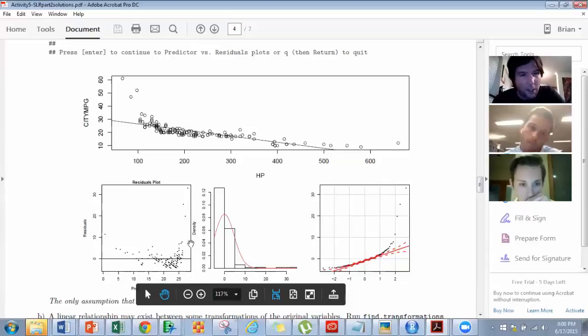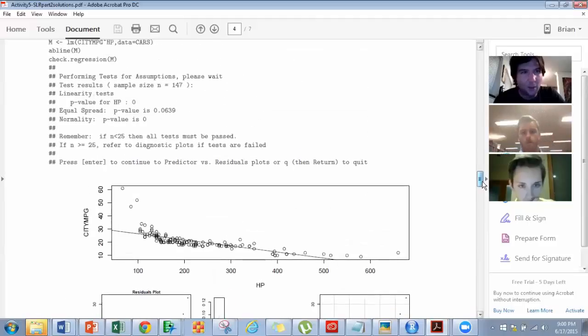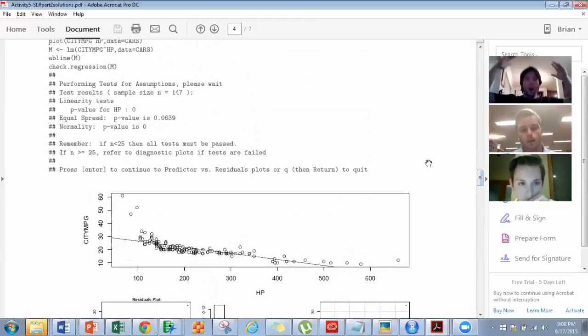Equal spread, in truth, is going to be our highest p-value. I don't know if we get the p-values. Oh, called it. You see that? That's statistics right there.